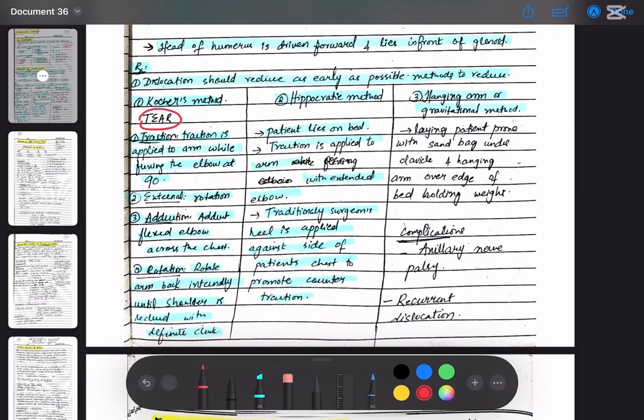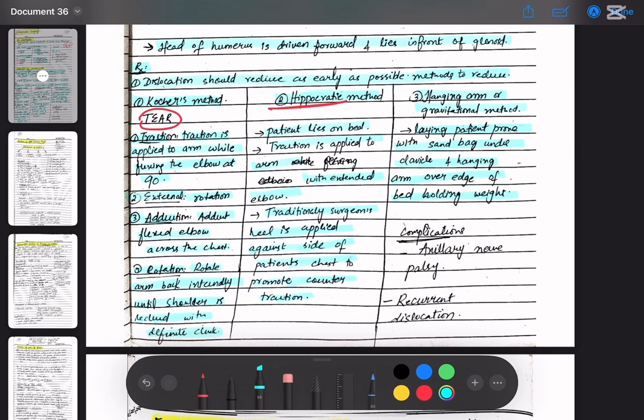Now the third one is hanging arm or gravitational method. The patient lies prone with sandbag under clavicle and hanging arm over edge of the bed holding weight. What happens? Sandbag is placed under clavicle and hanging arm over the edge of bed holding weight. So this helps with the shoulder dislocation. What is done in the hanging or gravitational method? Patient is laid on the bed and the sandbag is placed at the clavicle, and a weight is given to the patient with hanging arm over the edge of bed.